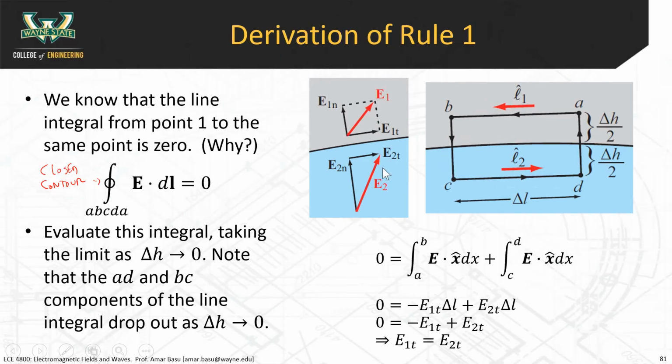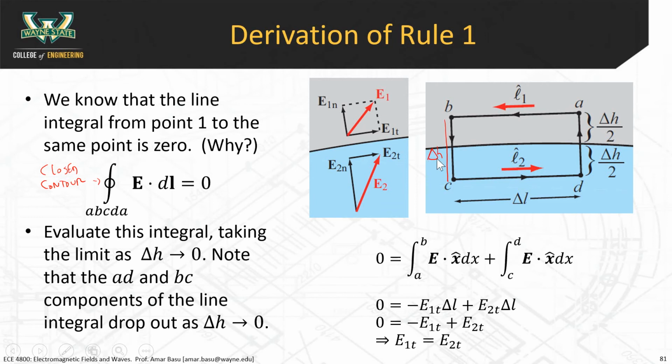So E dot dl going around this loop is equal to 0. We are going to go in the counterclockwise direction like this, and that's equal to 0. This is going to help us derive E1t equals E2t. The other trick is that when we're evaluating this integral, we have some delta L, some length of this rectangle, and this distance here, delta h, is the height of the rectangle.